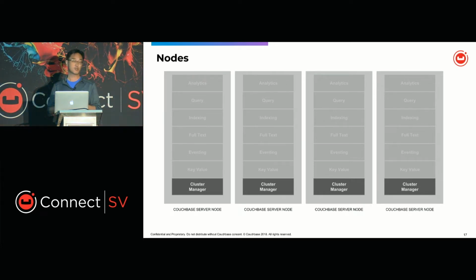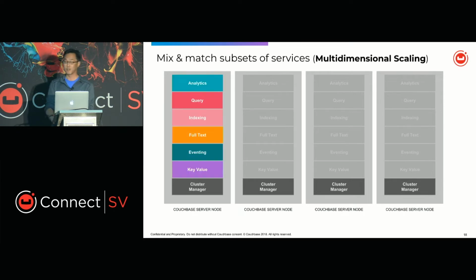The cluster manager must be running on every single node. But then the cluster manager is sort of in charge of spawning off and managing all the other child services that are there. For example, on this rightmost node here, it's running all the different services. So all the colors of the rainbow are enabled.